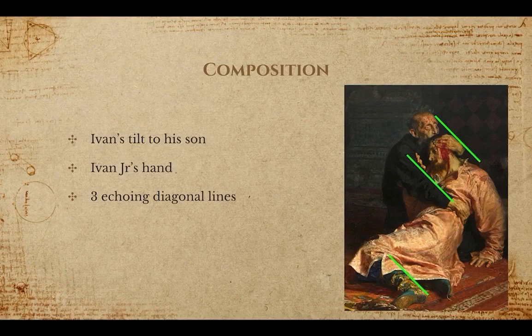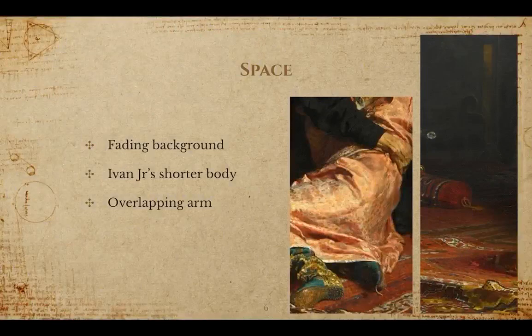Another aspect of composition is the diagonal lines that form the slope of Ivan's left hand and right arm surrounding his son, corresponding to Ivan Jr.'s left leg. This creates an echoing of forms that unify the composition of the painting, making it more comfortable to look at as a viewer.